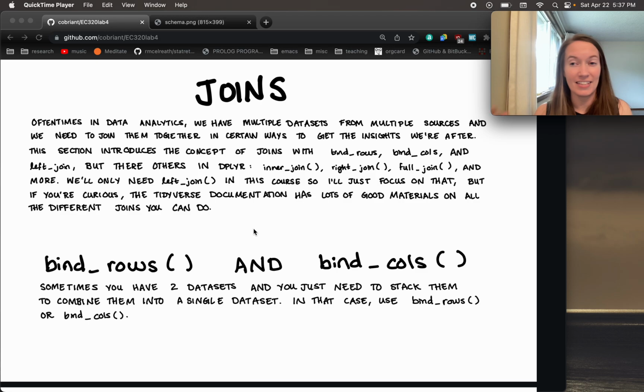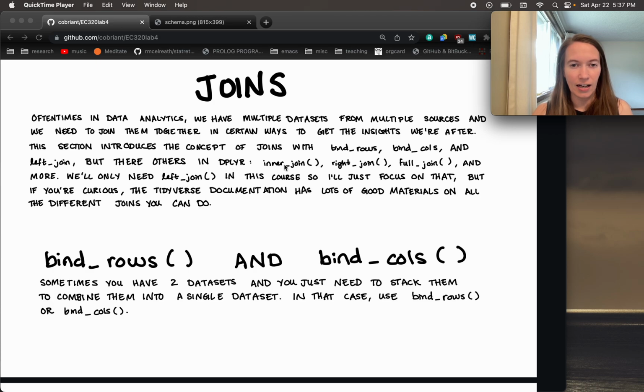So this lab is all about what to do when you have multiple data sets. There's a couple of dplyr functions that you can use to join them in different ways. We're going to focus on left join only for this lab. There's others. I point you toward tidyverse documentation to learn about that if you're curious, but we'll only need one of them for this lab.